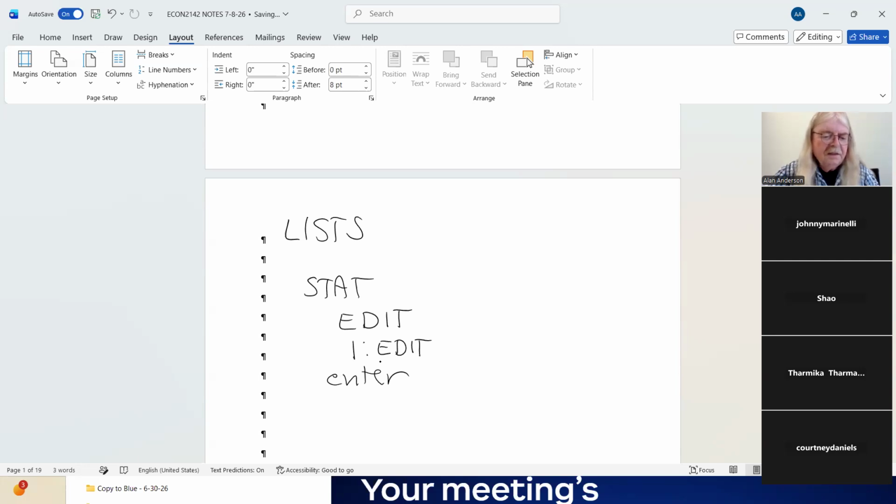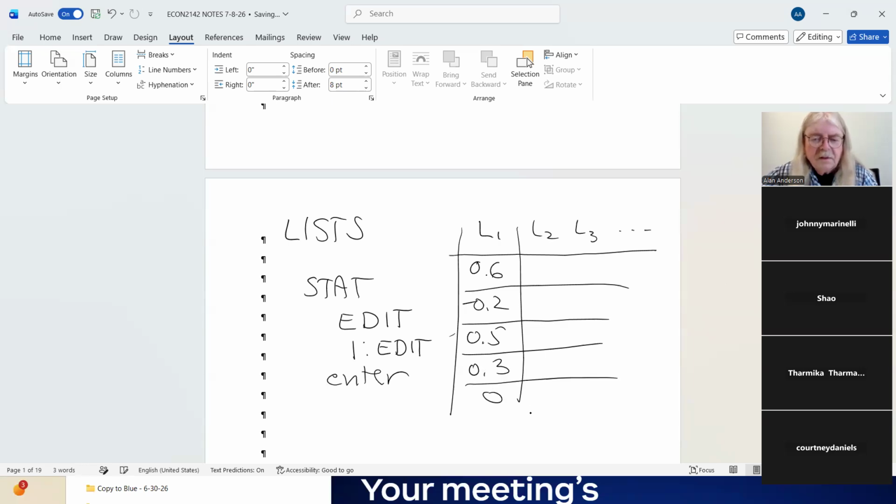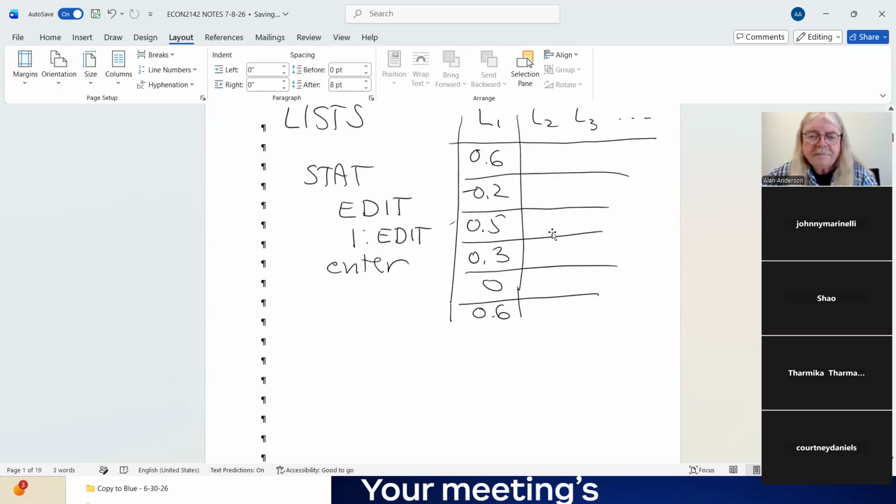And so what you'll see is all these lists, L1, L2, L3, all the way. And so what you're going to do is first erase everything that's in L1 if there is something, and then you'd put in the numbers, which in this case is 0.6, negative 0.2, 0.5, 0.3, 0, 6. Okay, if you did this yesterday or last night, it'll still be there.